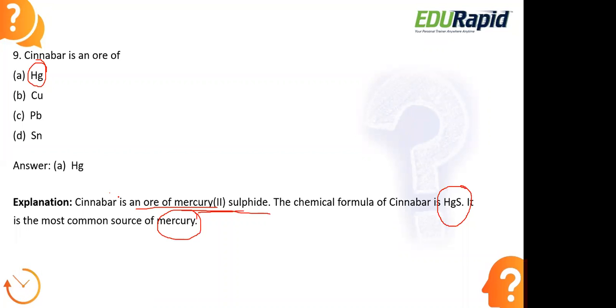In the earth's crust, it generally occurs as a granular crust. It is in a granular form in the earth's crust, and during volcanic activities we get it out of the earth's crust. Cinnabar is available during volcanic activities. Okay, moving to the next question now.